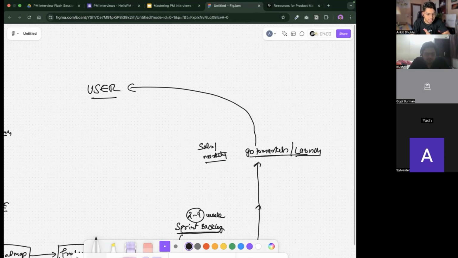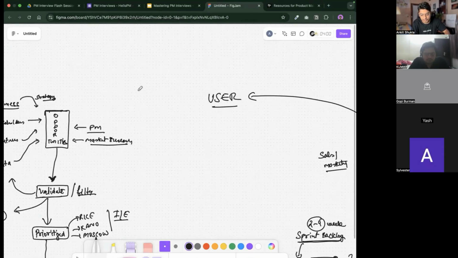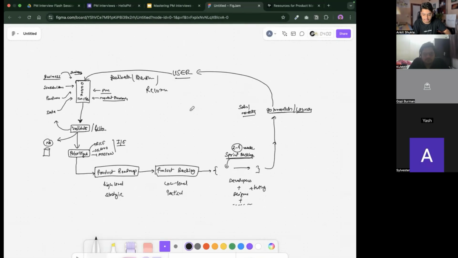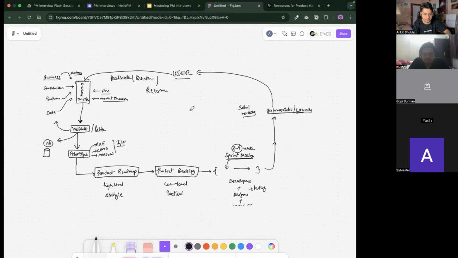Now the product is in the hands of the user. Now the user will also go ahead and give you a lot of feedback, questions, recommendations, and then again the whole cycle is going to repeat.